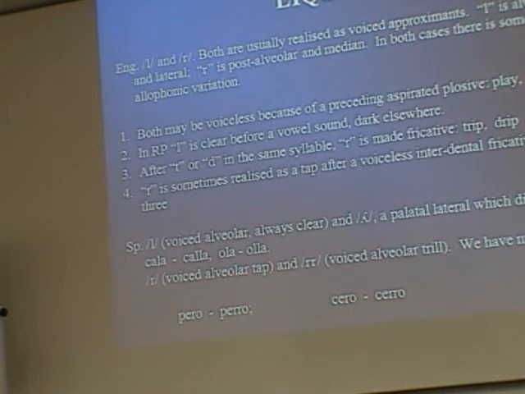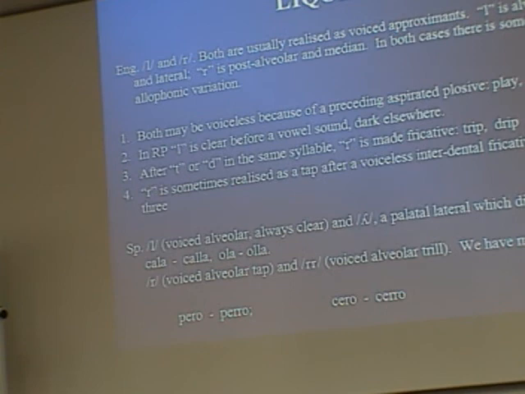In RP, received pronunciation, the L is clear before a vowel sound and dark elsewhere: dark at the end of the word, dark before a consonant. And after T or D in the same syllable, the R is made fricative, so trip and drip get some friction. And it is sometimes realized as a tap after a voiceless interdental fricative. So thread and three have a tapped r sound in them.